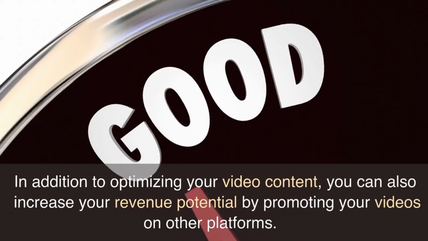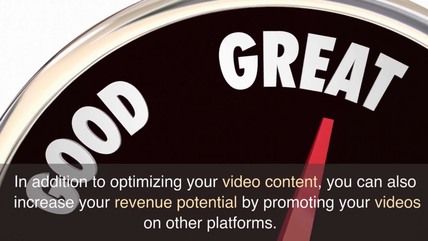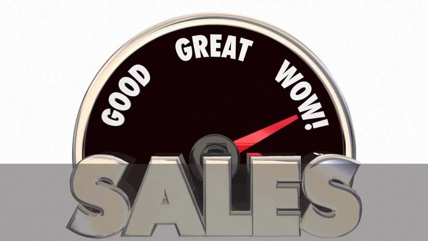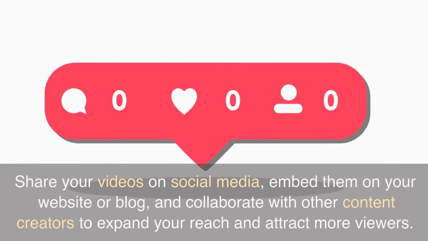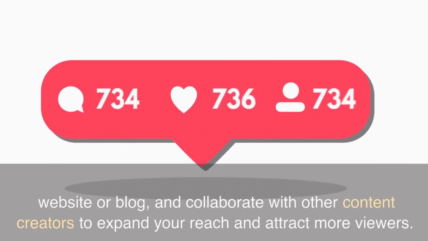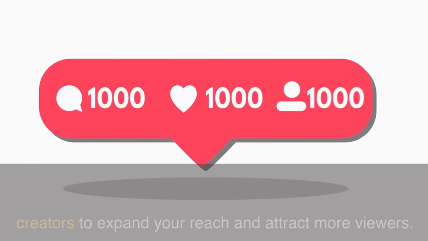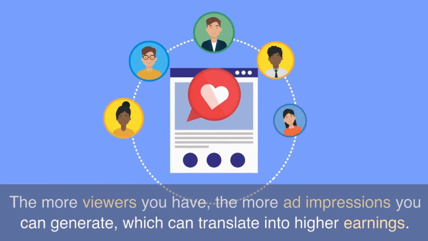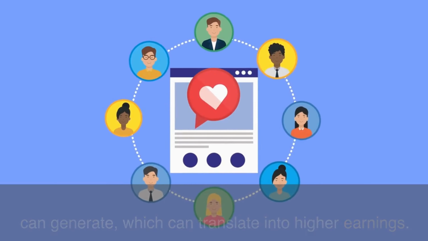In addition to optimizing your video content, you can also increase your revenue potential by promoting your videos on other platforms. Share your videos on social media, embed them on your website or blog, and collaborate with other content creators to expand your reach and attract more viewers. The more viewers you have, the more ad impressions you can generate, which can translate into higher earnings.